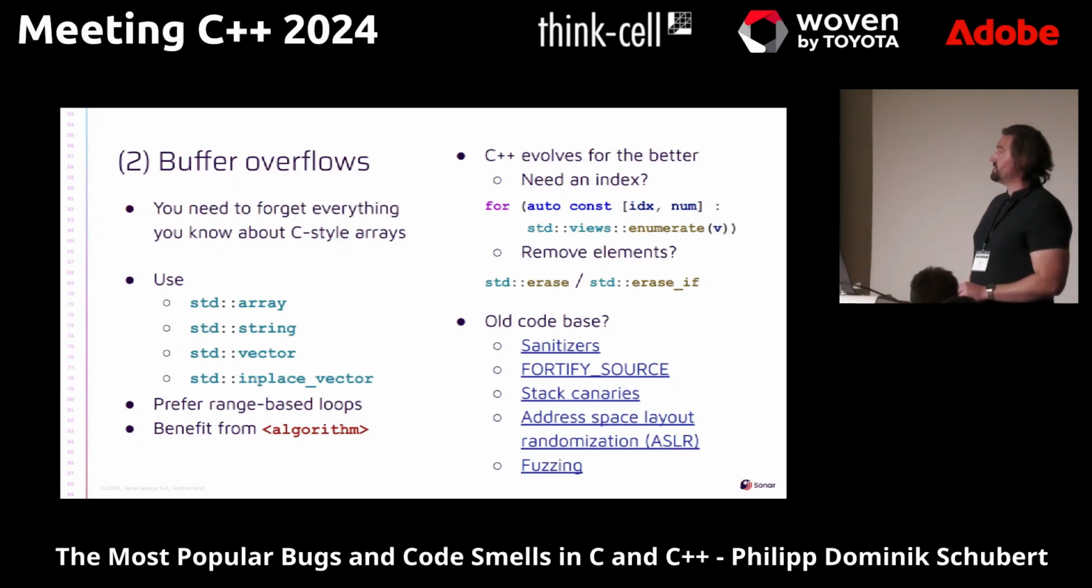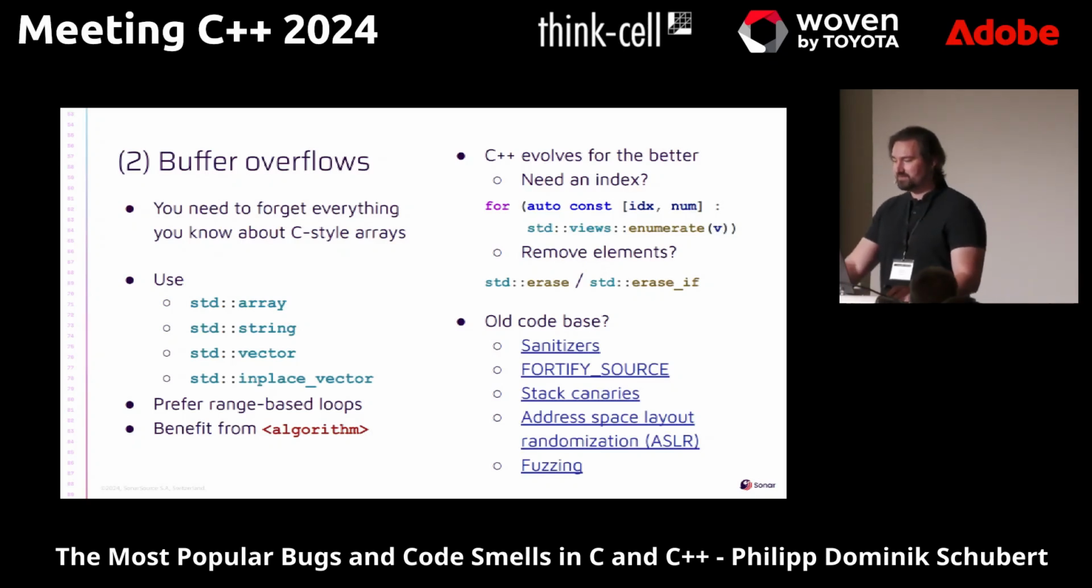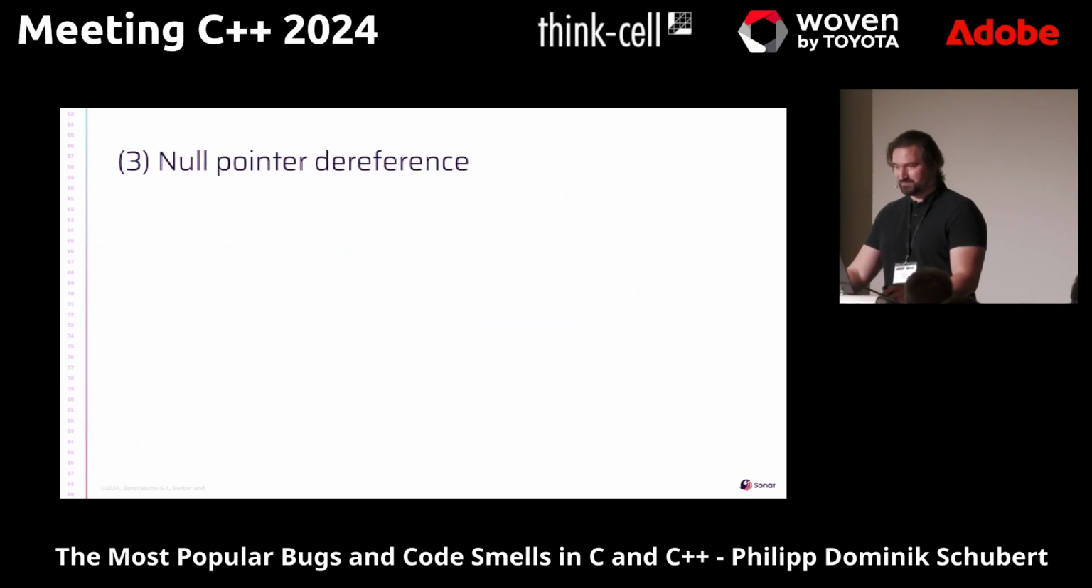For all code bases that you cannot really touch, use sanitizers, use fortify source of GCC, maybe use canaries, use address space layout randomization, and maybe also use fuzzing in order to find bugs and fix them, to make your old legacy stuff more stable. So throw everything at it that you can make good use of.